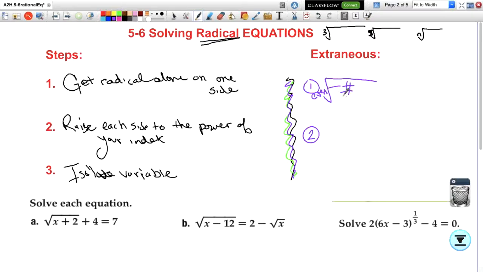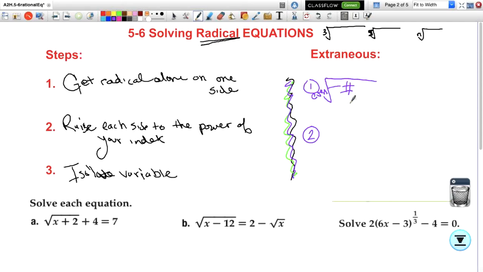Now, if you have a negative number under a cube root, that's fine. A negative times itself 3 times works, okay? But a negative under an even power would mean that that negative sign is going to cancel out with a pair. And so you can't have a negative underneath. If you ended up plugging in a number and you got a negative underneath an even radical, then you're going to end up with an extraneous solution.